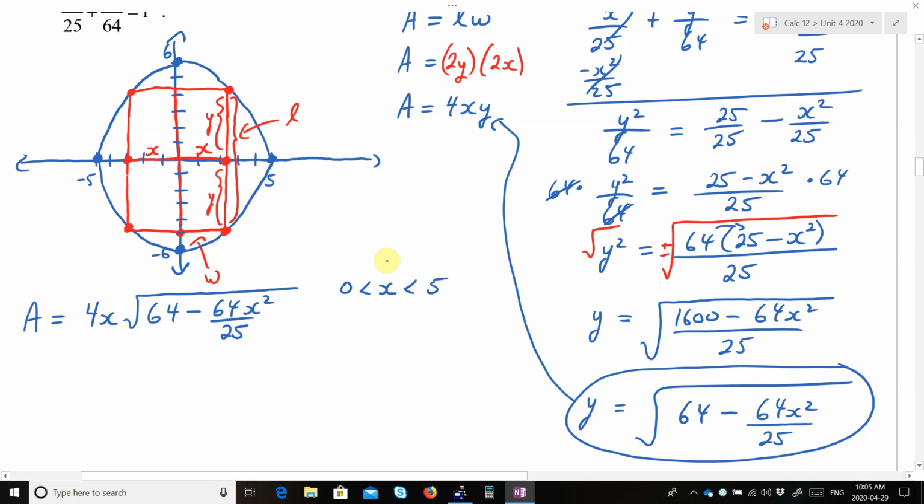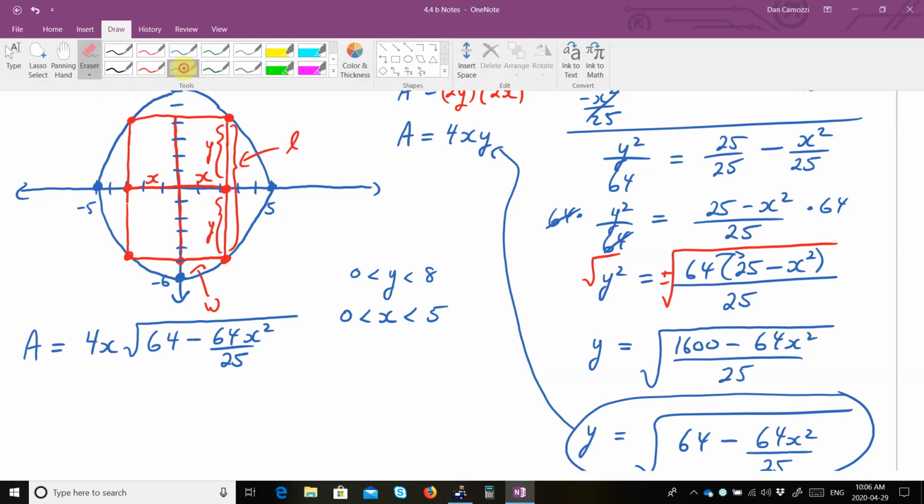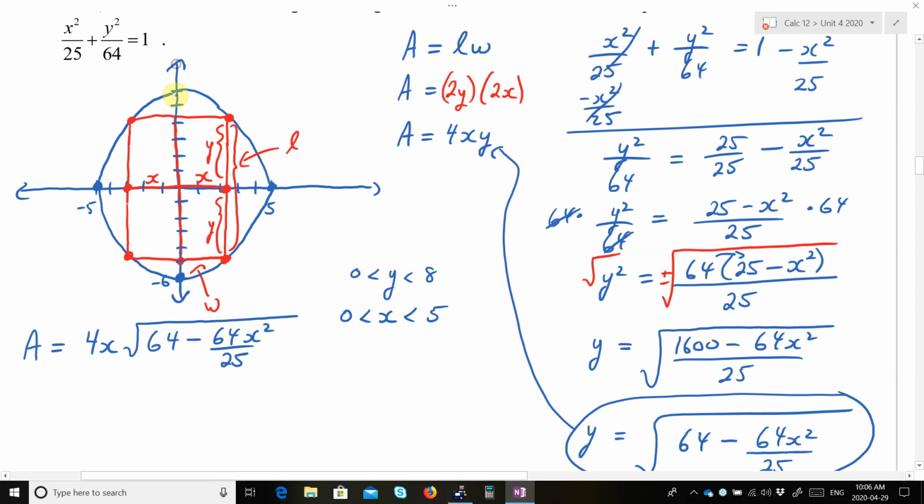And similarly, y would have to be between 0 and 8, and I actually did that wrong at first here. This goes up to 8, right? So I sort of fouled up the ellipse right at the outset. That really should be like that.